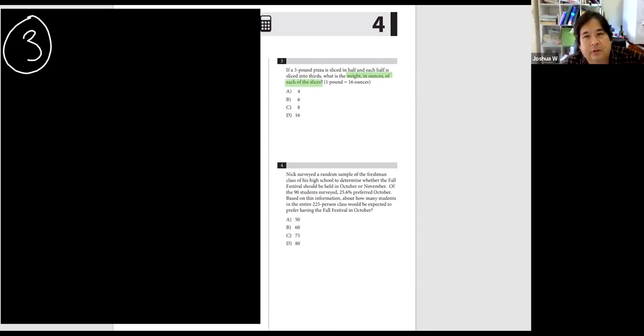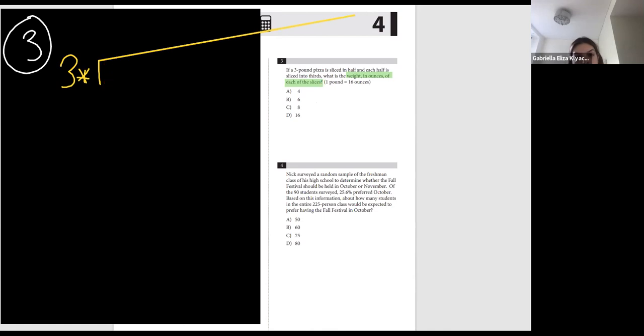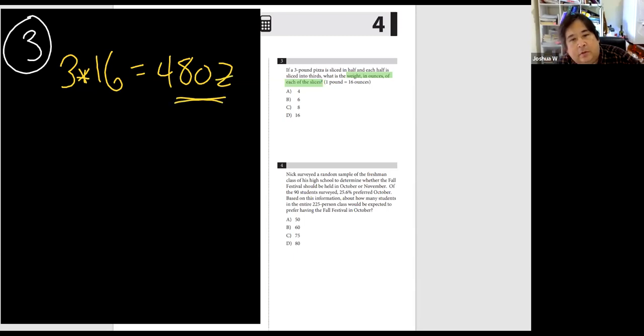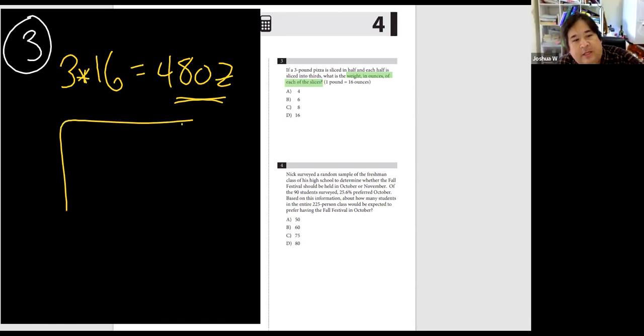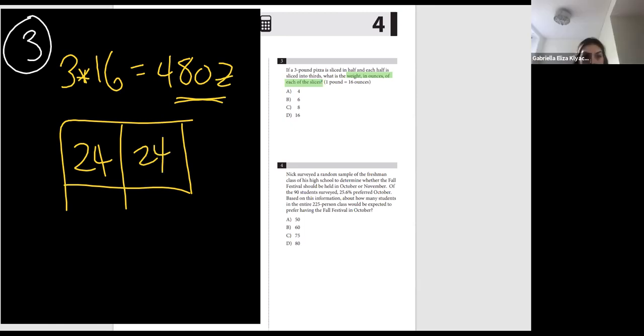Yeah, so it would be 3 times 16. Exactly. So how many ounces of pizza is that? 48. It's a lot of pizza. Okay, what do you do next? Then you can slice that in half. Okay. So let's do that. We can make it like Sicilian style. Then each side is 24. Okay, then what do you do next?